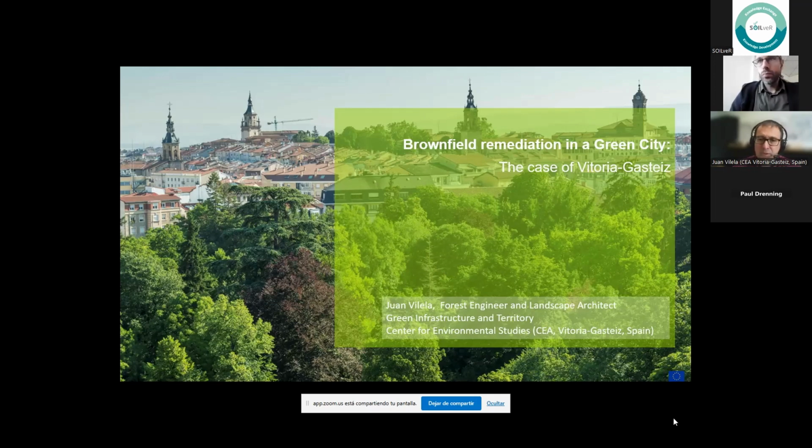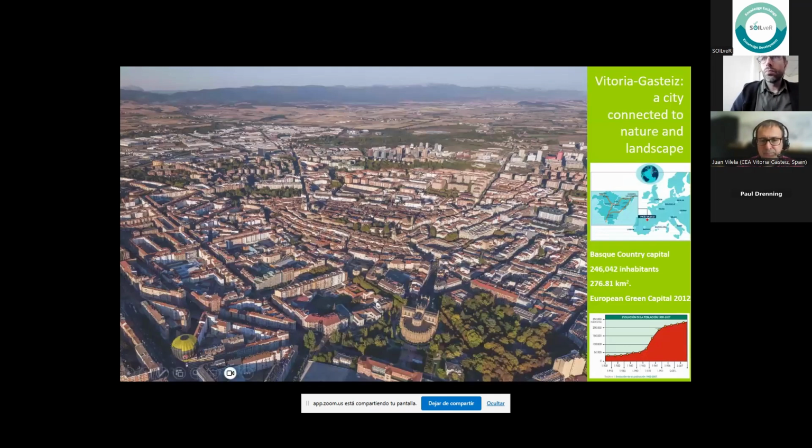It's called the Green City because in 2012 the city was awarded with a European Green Capital Award. So that's why the title. Just to get a glimpse of how the city looks like, it's a mid-sized city in European terms. It has 250,000 people. The surface is 270 square kilometers, so it's a big municipality for a region. More or less the territory is 1/3 urban.